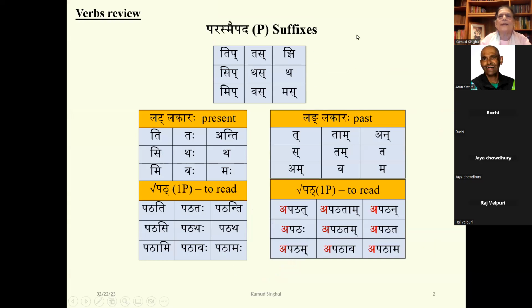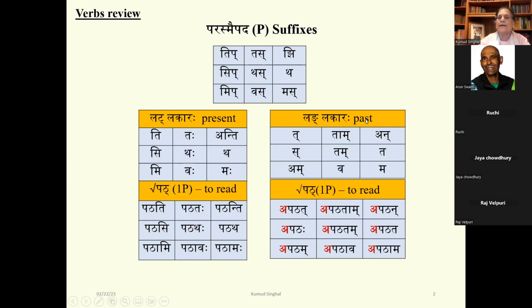So in the last class, we did parasmaipada suffixes for the past tense. And these are the parasmaipada suffixes. For the present tense, they simplify to ti, tah, anti, si, thah, tha, mi, vah, mah. You are all familiar with this conjugation. For the dhatu pat, which is a first conjugation dhatu: pathati, pathatah, pathanti, pathasi, pathathah, pathatha, pathami, pathavah, pathamah.